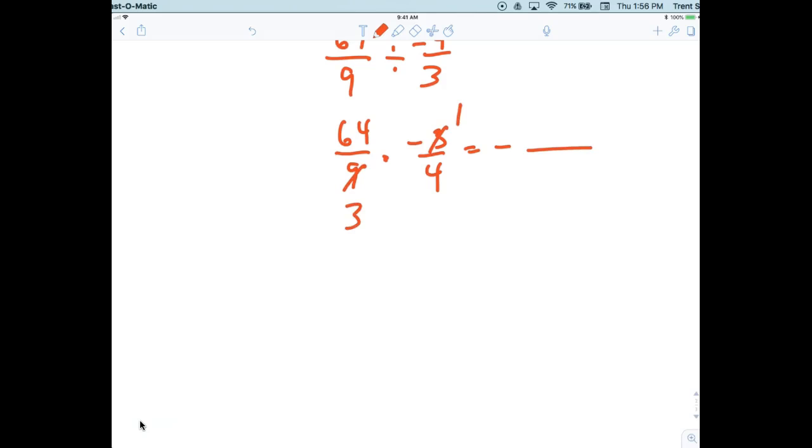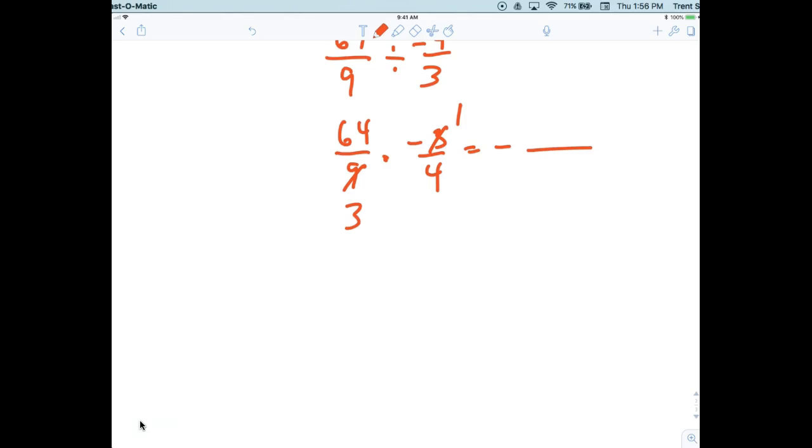Now remember, dividing by 4, listen to me. Dividing by 4 is dividing by 2 twice. So I think 64 divided by 2 is easy. What's 64 divided by 2? 32. Divided by 2, 16. Everybody see that? Anytime I divide by 4, I'd much rather divide by 2 twice.